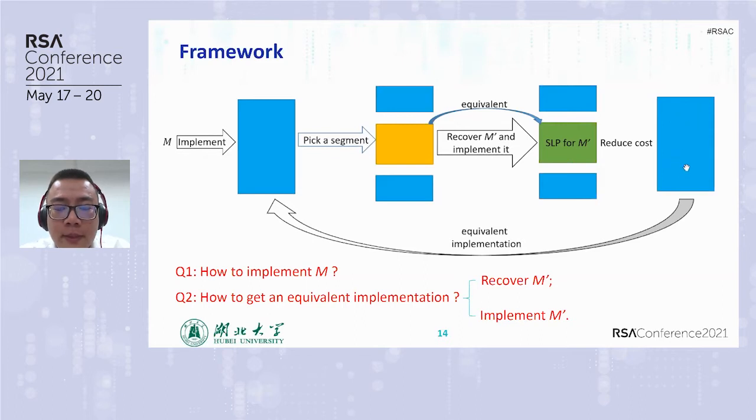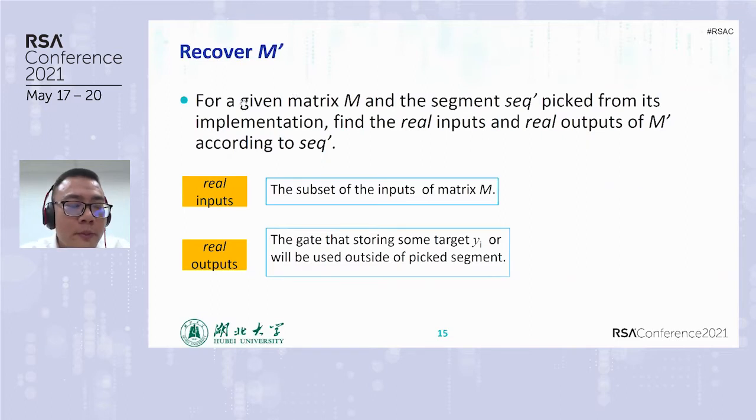And this final implementation is equivalent to the original one. So this causes two questions. The first one is how to implement M. And the second one is how to recover M prime and implement it. First, we explain how to recover M prime. It goes to find the real inputs and the real outputs of this matrix.